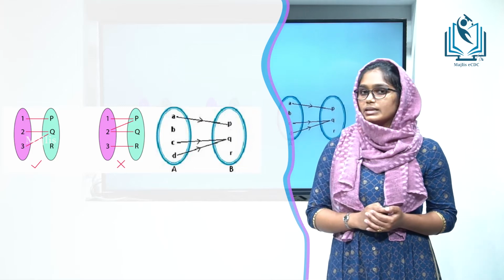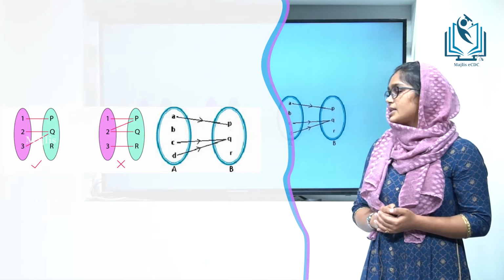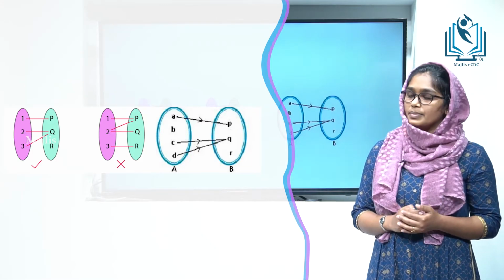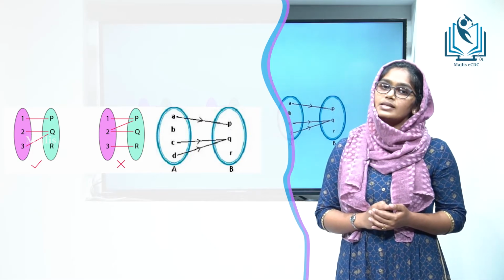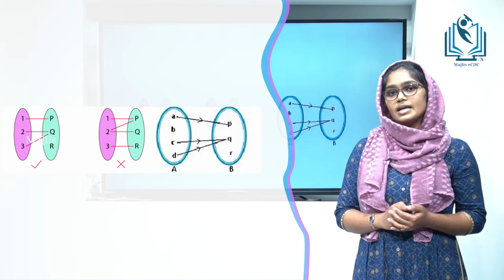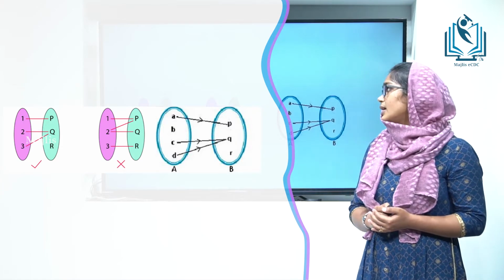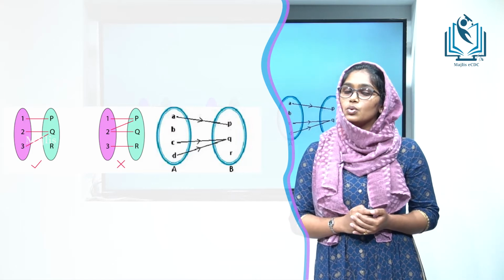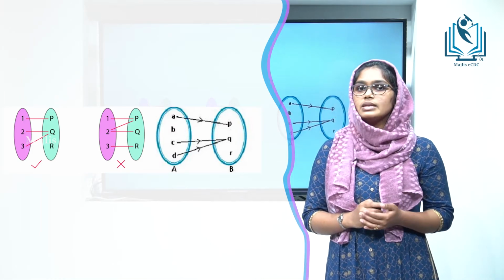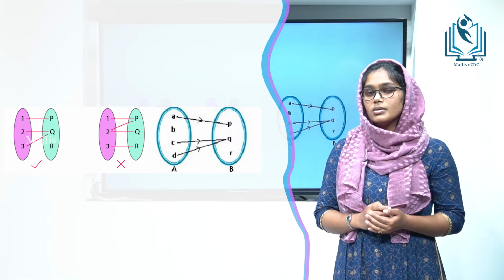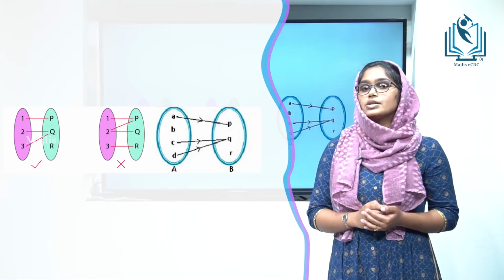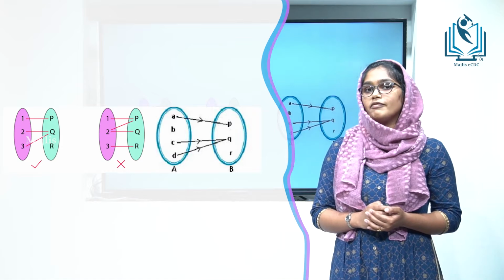Now, consider another one. Here the same sets A and B are taken, that is set A as 1, 2, 3 and set B as P, Q, R. But here 2 has 2 images, 2 maps to P and Q also. And so, this is not a function because 2 has 2 images. This is not possible for a function. So, the second example is not a function.